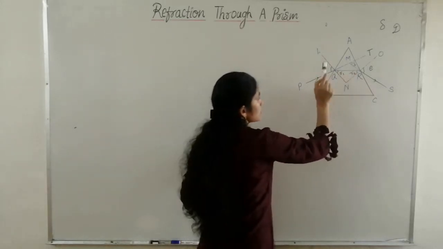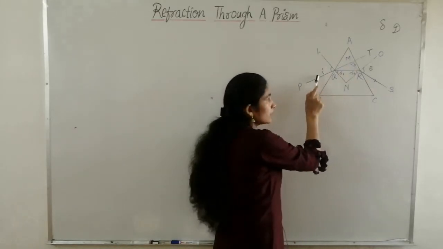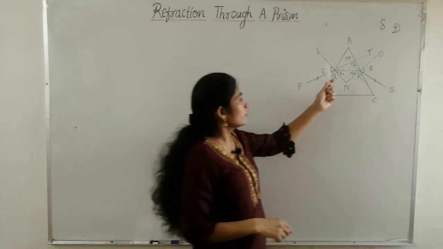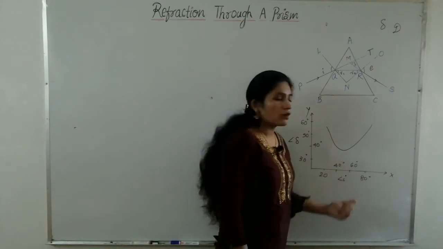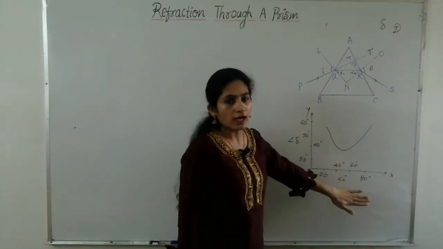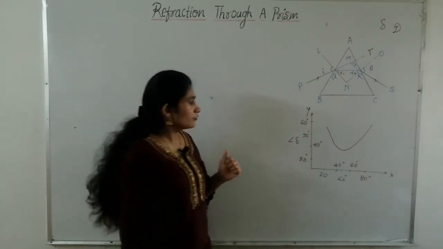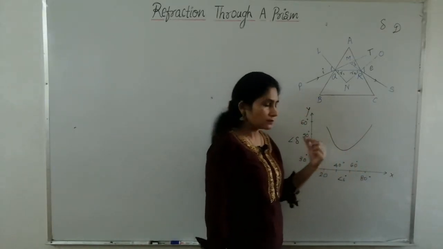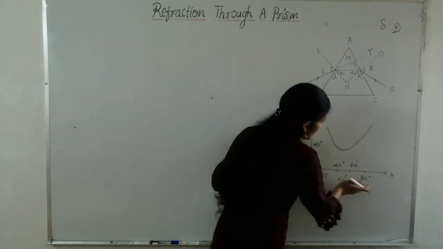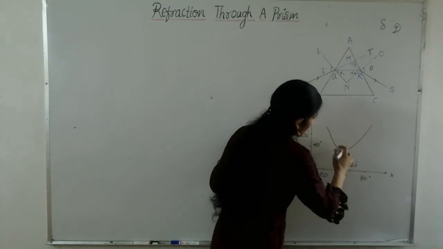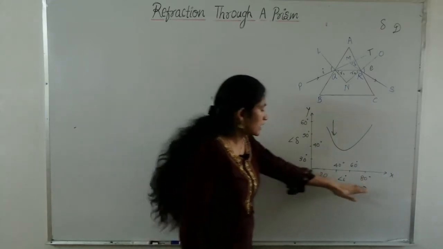Now, is there any relation between the angle of deviation and the angle of incidence? The angle of deviation changes as the angle of incidence changes. To understand the variation of delta with i, we will plot a graph between angle of incidence and angle of deviation. The variation can be studied with the help of a graph. If we plot this graph, the nature of the graph is a parabola. From this graph, we can say that initially as the angle of incidence increases, the angle of deviation decreases.